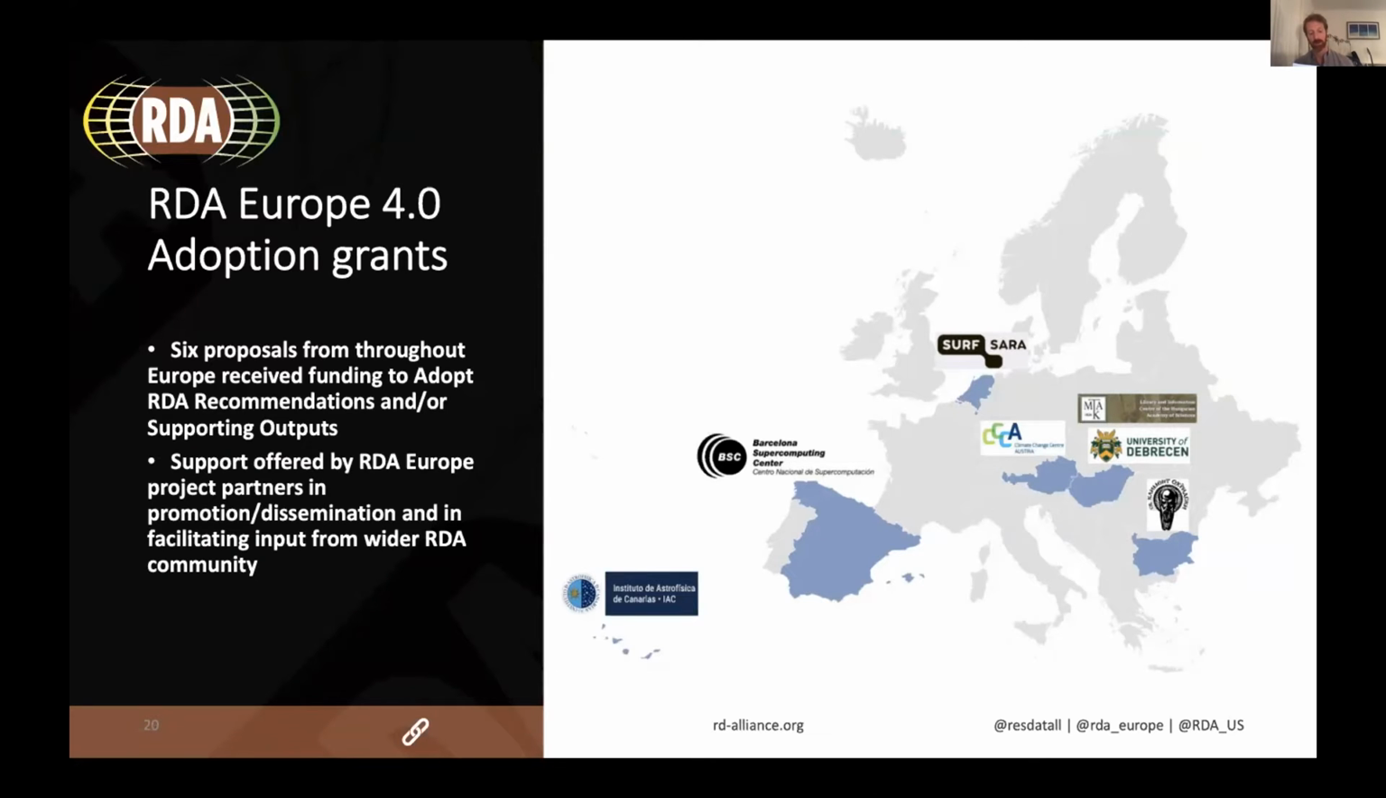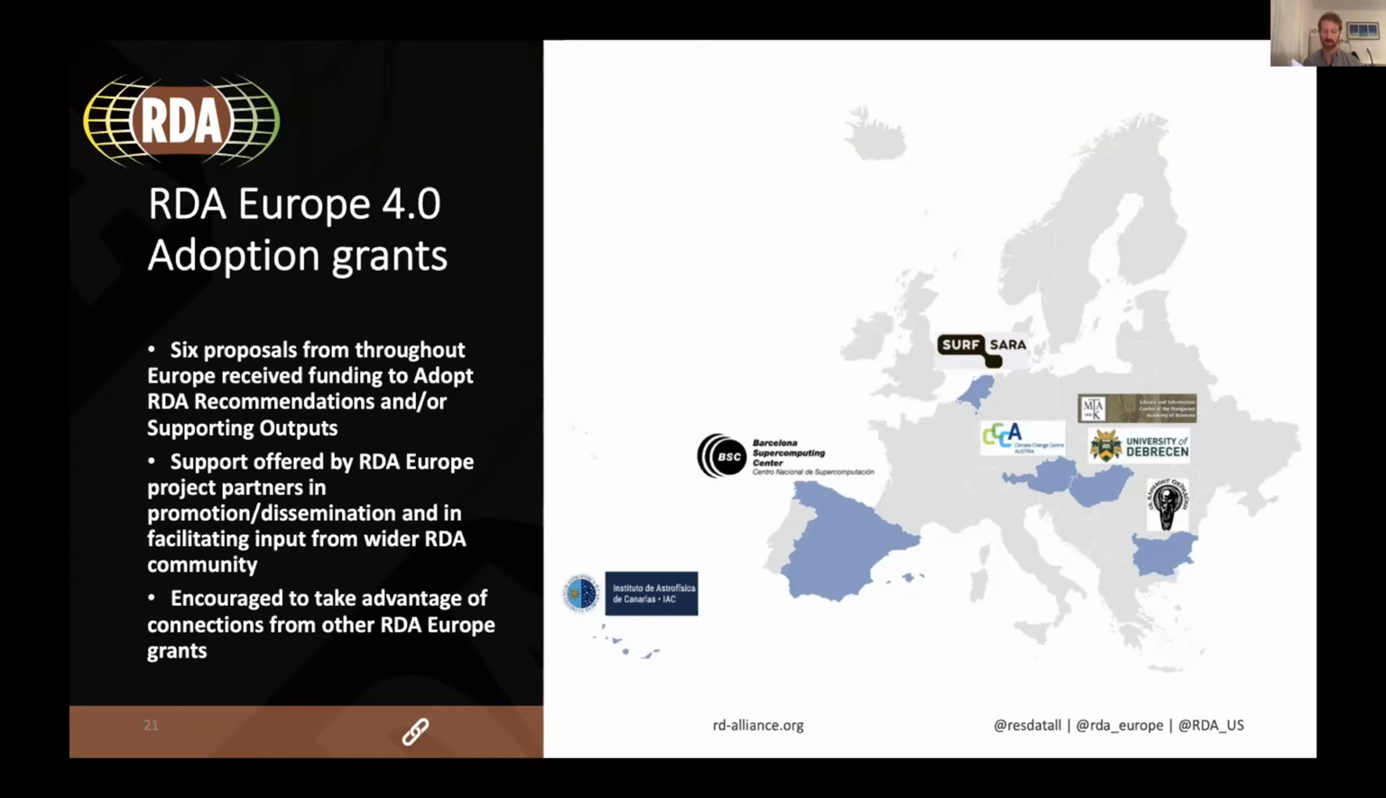So early on in the project, it was decided by the RDA Europe 4 project partners that one way to maximize the impact that these grants would have would be to put an emphasis on communicating the outcomes of their funded activity. So this involved including specific requirements from the projects of deliverables that could be used to promote their work after the project ended, and these could also be used as examples to help inspire adoption in other organizations. To this end, input and assistance was available to the funded projects from the project partners in connection with the promotion and dissemination of the work, and also to help in facilitating input from the wider RDA community and beyond where this was necessary.